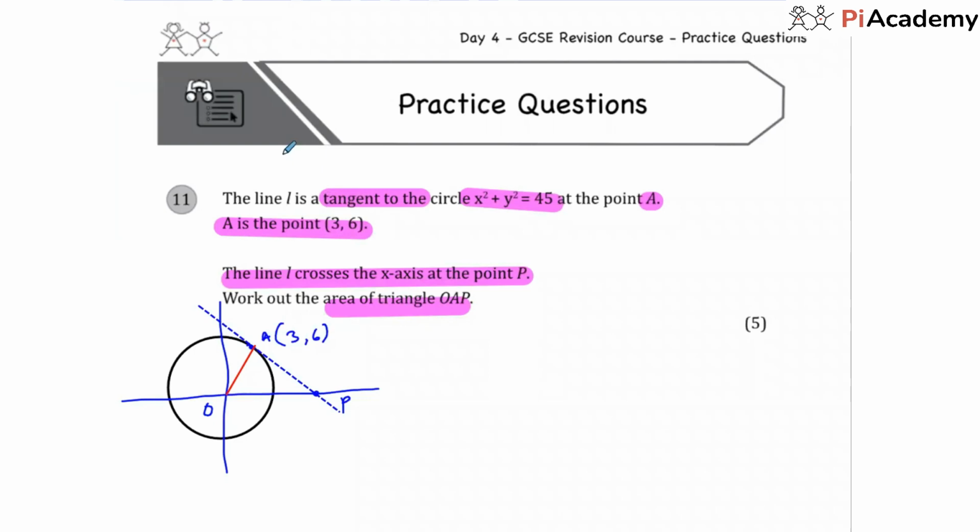Yes. What is your answer, Mohammed? Is it 45? Yes, 45 units squared, Mohammed. Good. Wonderful. Yes, Mohammed, can you explain it to us?